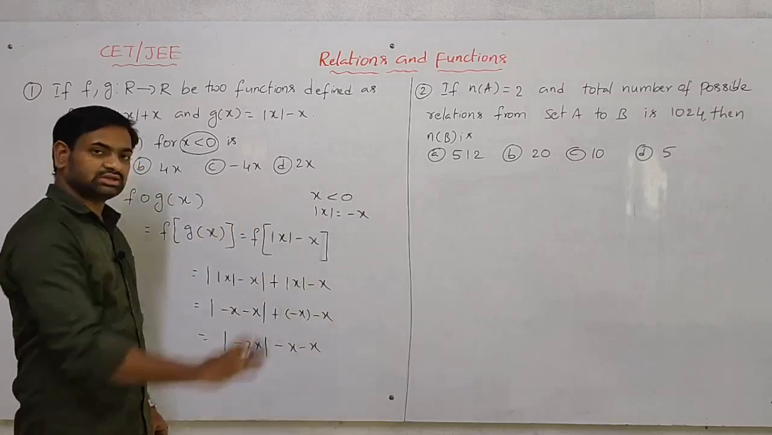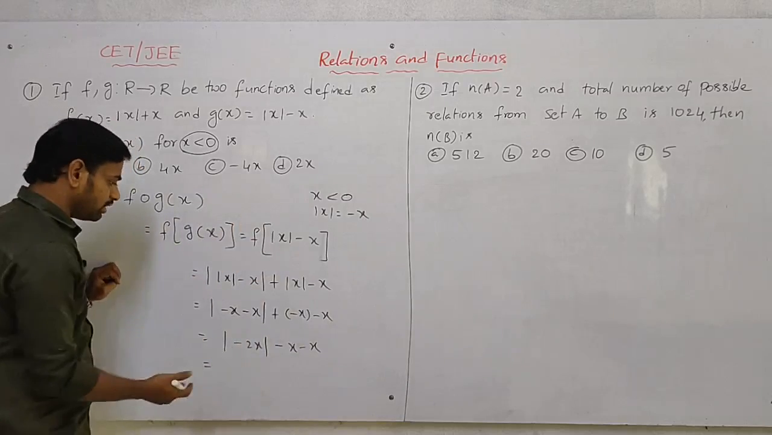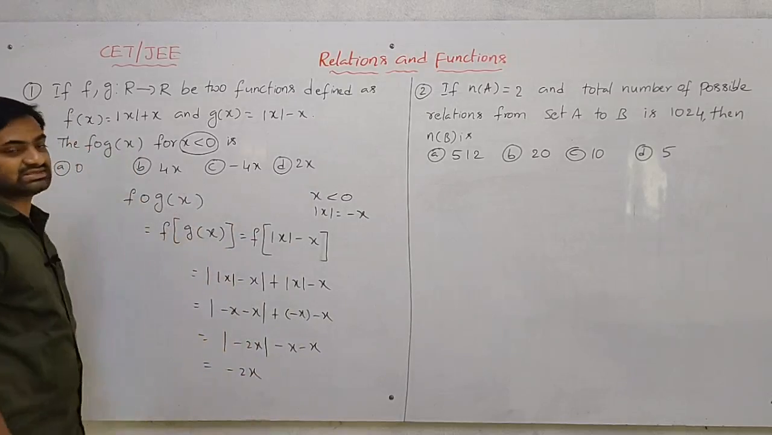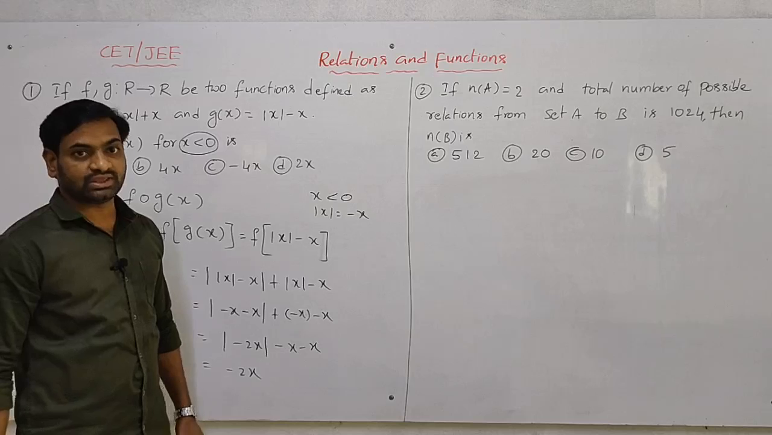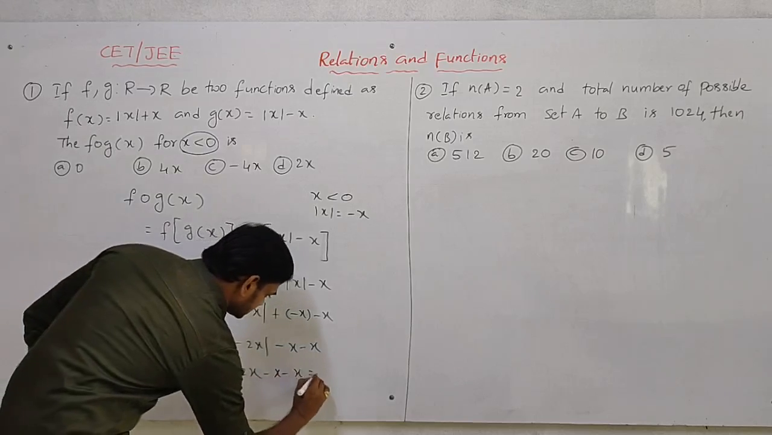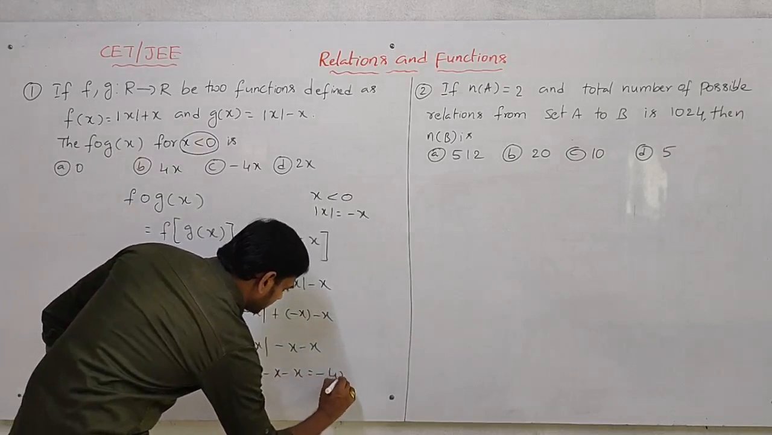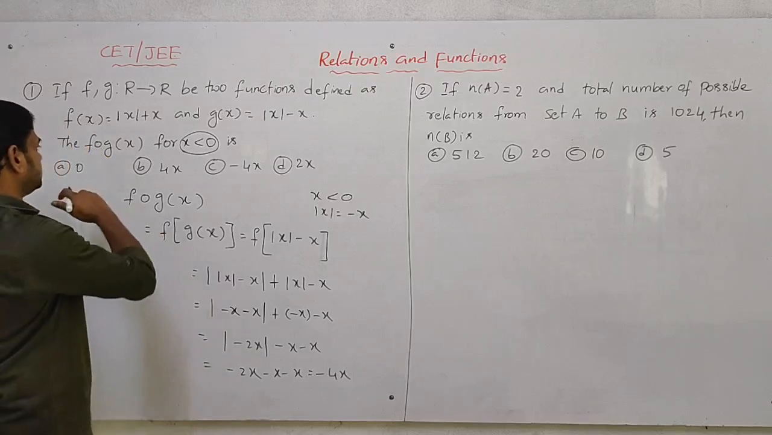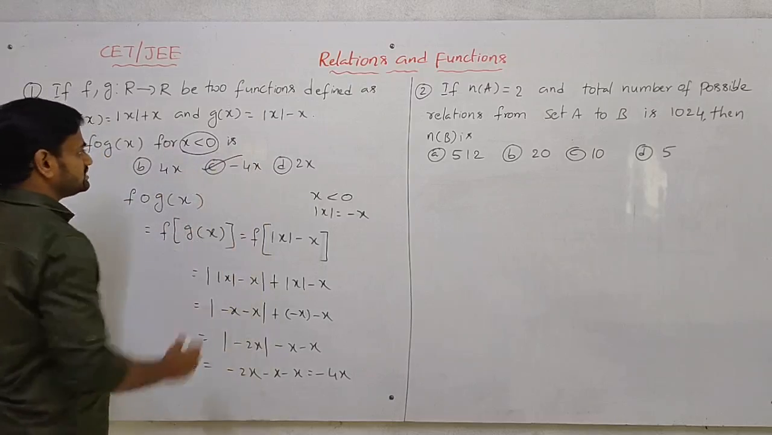Mod of x is minus x. So mod of minus 2x is also minus 2x, because x less than 0. And minus x, that is totally minus 4x. That is the option C.